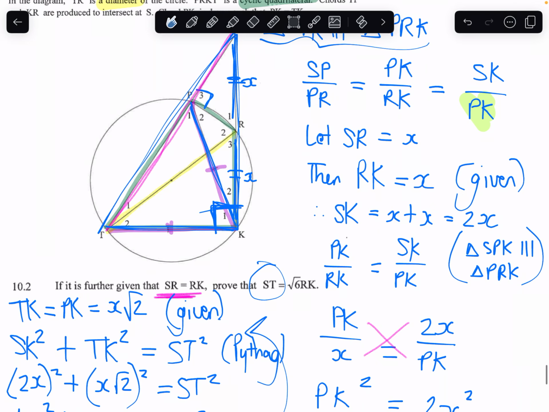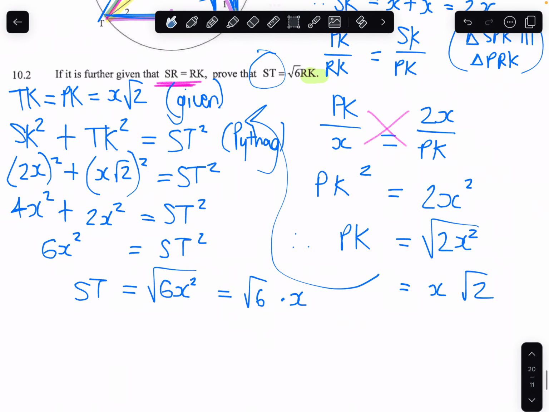And we know that RK is x, because we already showed that RK and SR are the same length. We were told that, in fact. So then that means ST is the same as root 6 times RK, which is what we were asked to show. I don't know if there's anything I need to check on the memo, because all of these questions were proofs and we managed to arrive where we needed to arrive. So all is well.